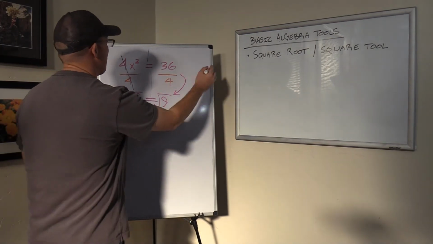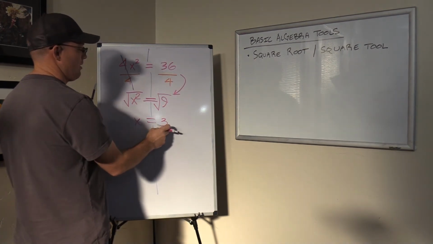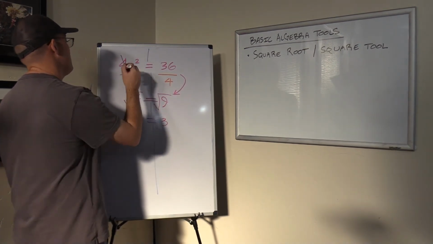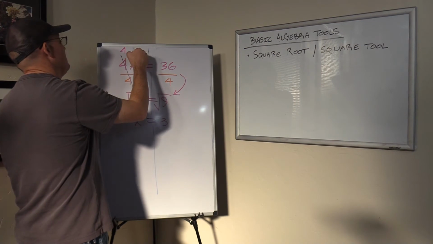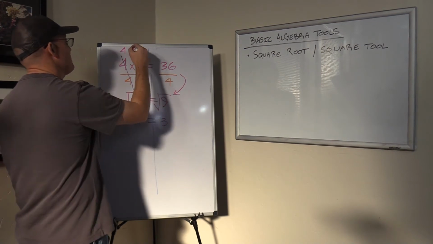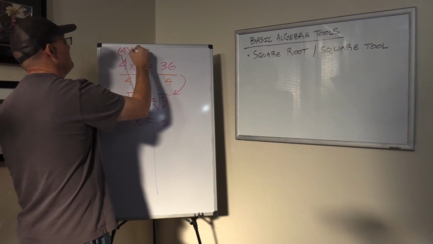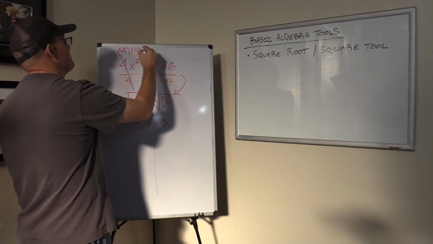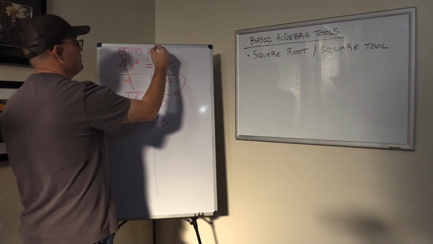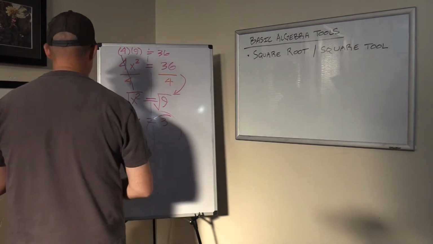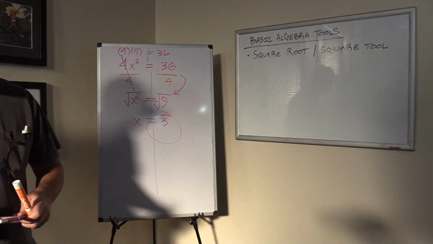Now let's go all the way back to the top and plug our number in. We think x is 3. Does that work? So we have 4 times 3 squared, and 3 squared is 9, so we get 4 times 9. 4 times 9 equals 36. The equation checks. That's a good answer. x is equal to 3.